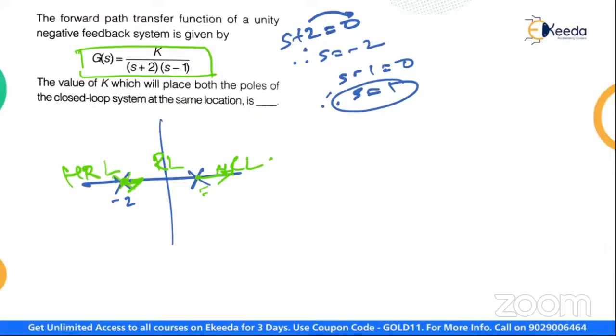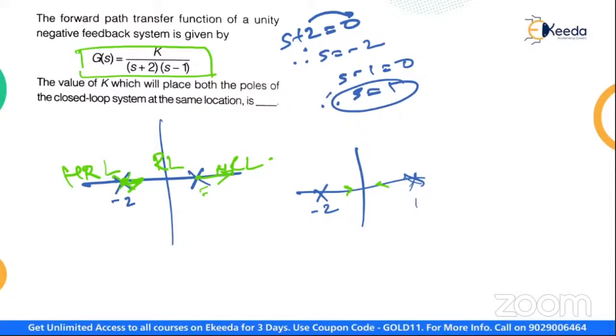So the moral of the story is the center one, between minus 2 and 1, is going to be the root locus area. So the root locus is going to be moving like this. Now, where is the breakaway point?